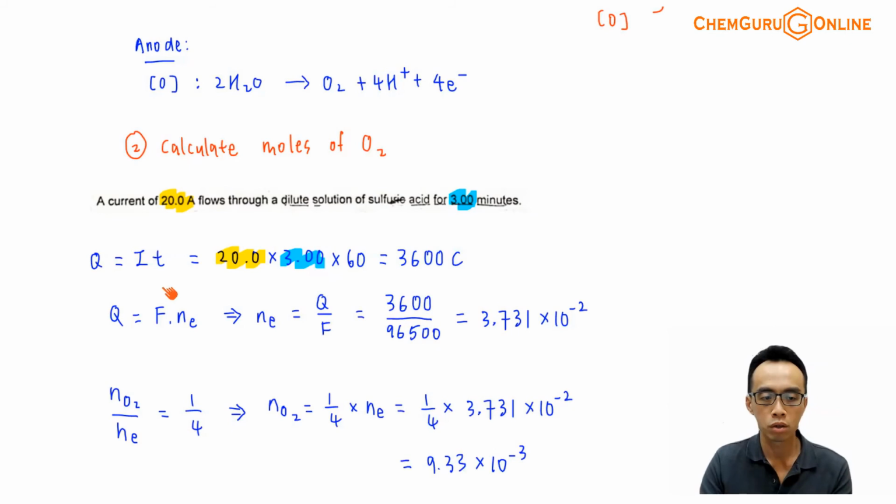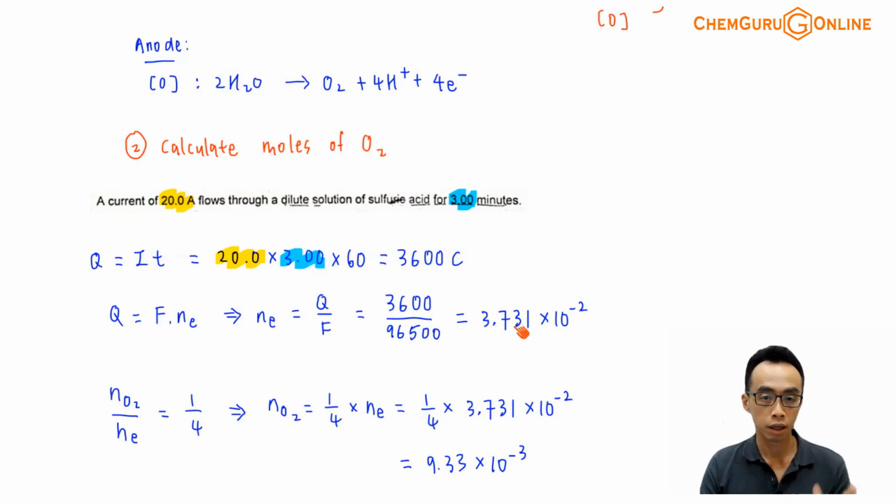First, starting with Q equals I times t, charge equals current times time in seconds. So the current is 20.0 ampere, time is 3 minutes. I need to multiply this by 60 to convert it to seconds. So I'll get 3600 coulomb. The next Faraday's equation that I can use is charge equals Faraday's constant multiplied by the number of moles of electrons. So I can solve for moles of electrons, which is Q divided by Faraday's constant, 3600 divided by Faraday's constant 96500. I'll get this value 3.731 times 10 to the power of minus 2.